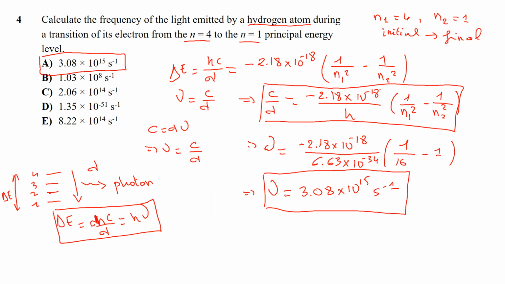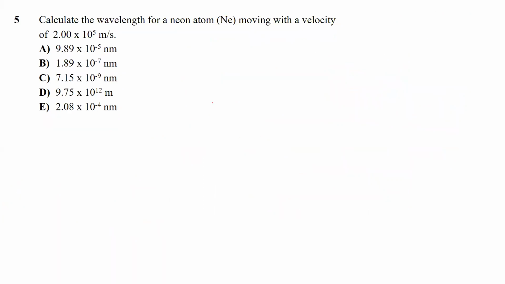Let's move to problem number 5. Calculate the wavelength for a neon atom moving with a velocity of 10 to the power 5 meters per second. So we have a neon atom. What formula can we use? We can use the de Broglie formula, which says that lambda will be equal to h over mv. Here we have the speed, and we know the mass of neon. What is the mass of one atom of neon? If you check the periodic table, you will get it in amu.